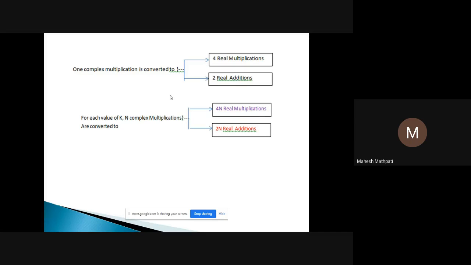For each value of k, n complex multiplications are converted to 4n real multiplications and 2n real additions. Any doubt here? Any confusion? Please feel free to ask me questions if you are having any confusion at any point. So 4n real multiplications and 2n real additions, it is not multiplication.